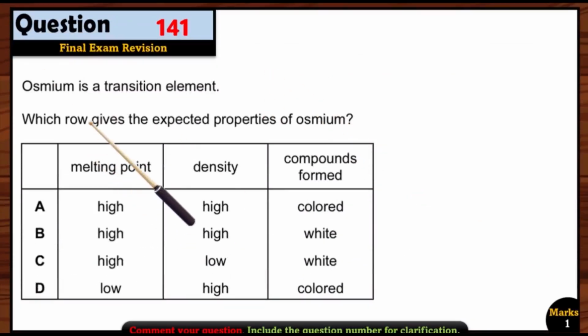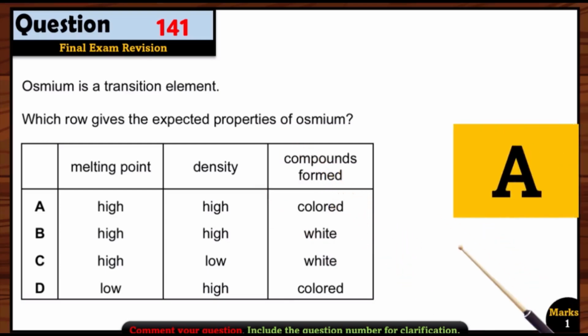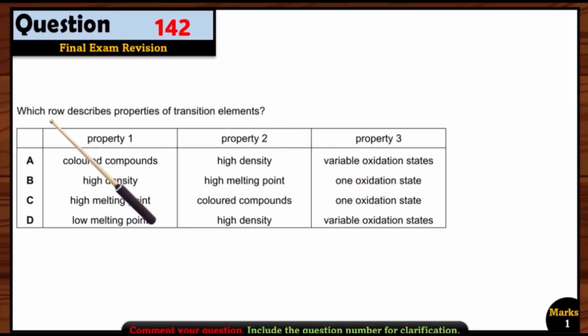Question 141. Osmium is a transition element. Which row gives the expected properties of osmium? Okay, so transition elements, melting point high, yes. Density high. Compounds, yes, colored. So option A is the correct option here. Question 142. Which row describes the properties of a transition element? Form colorful compounds, high density, high melting points. Yes, so A, B, C are the right options here.